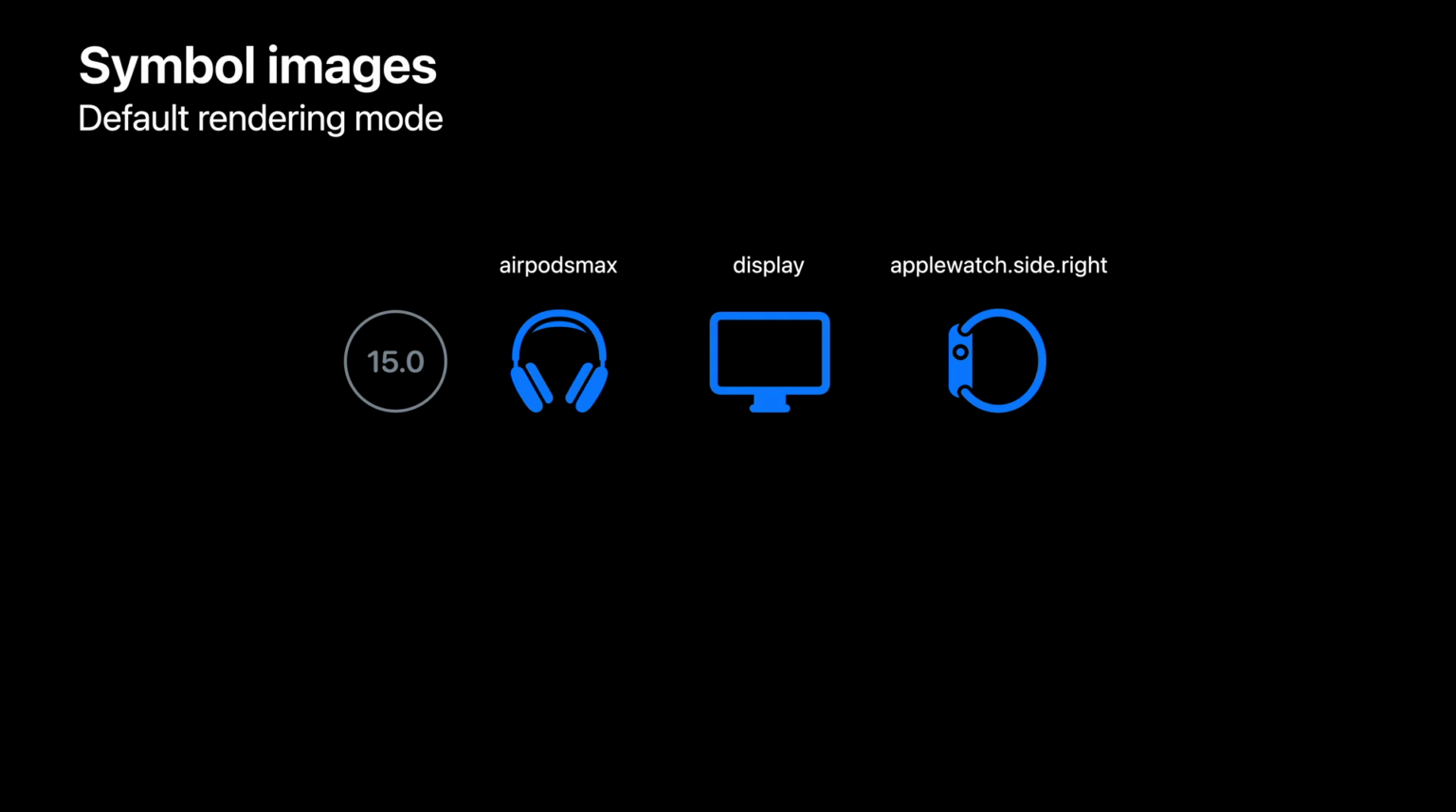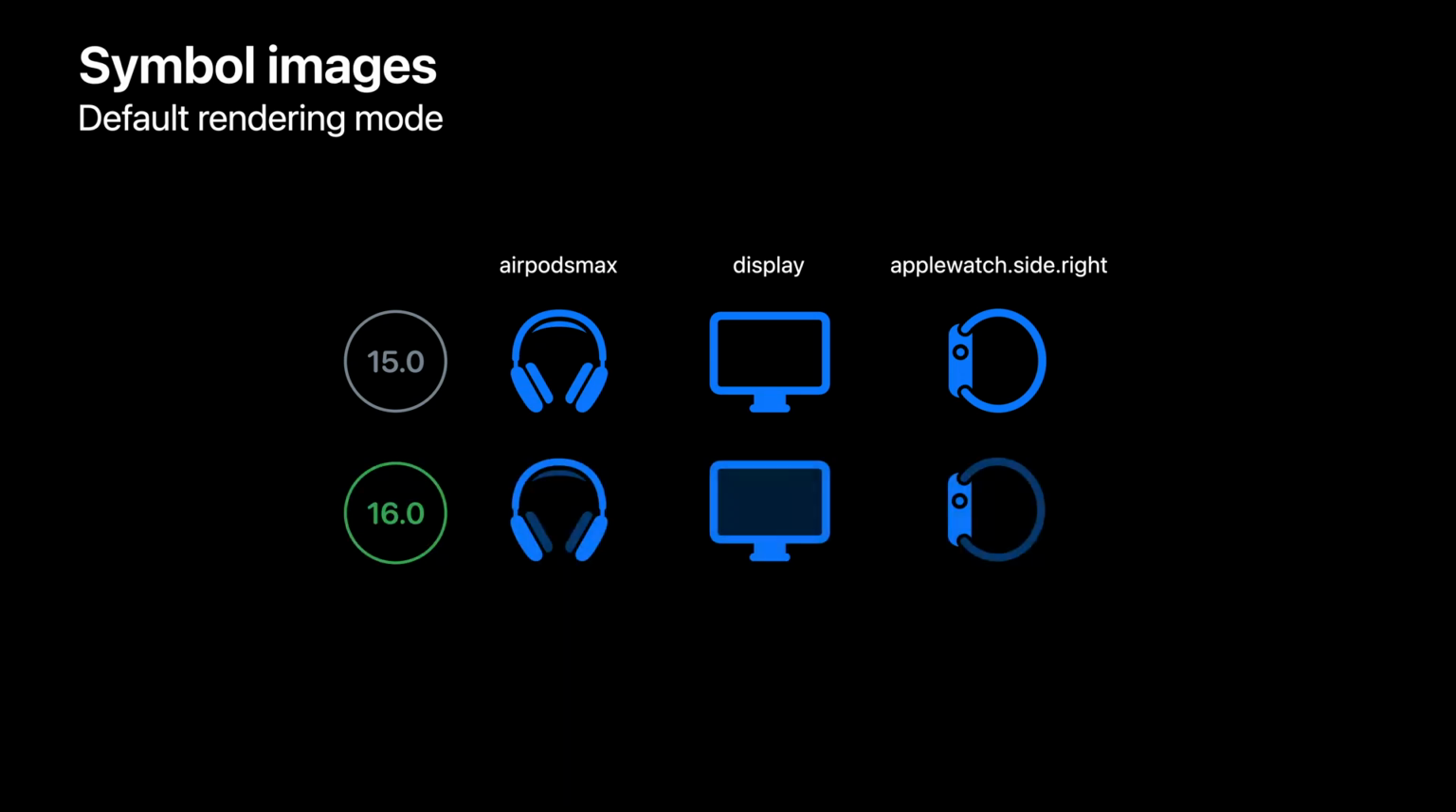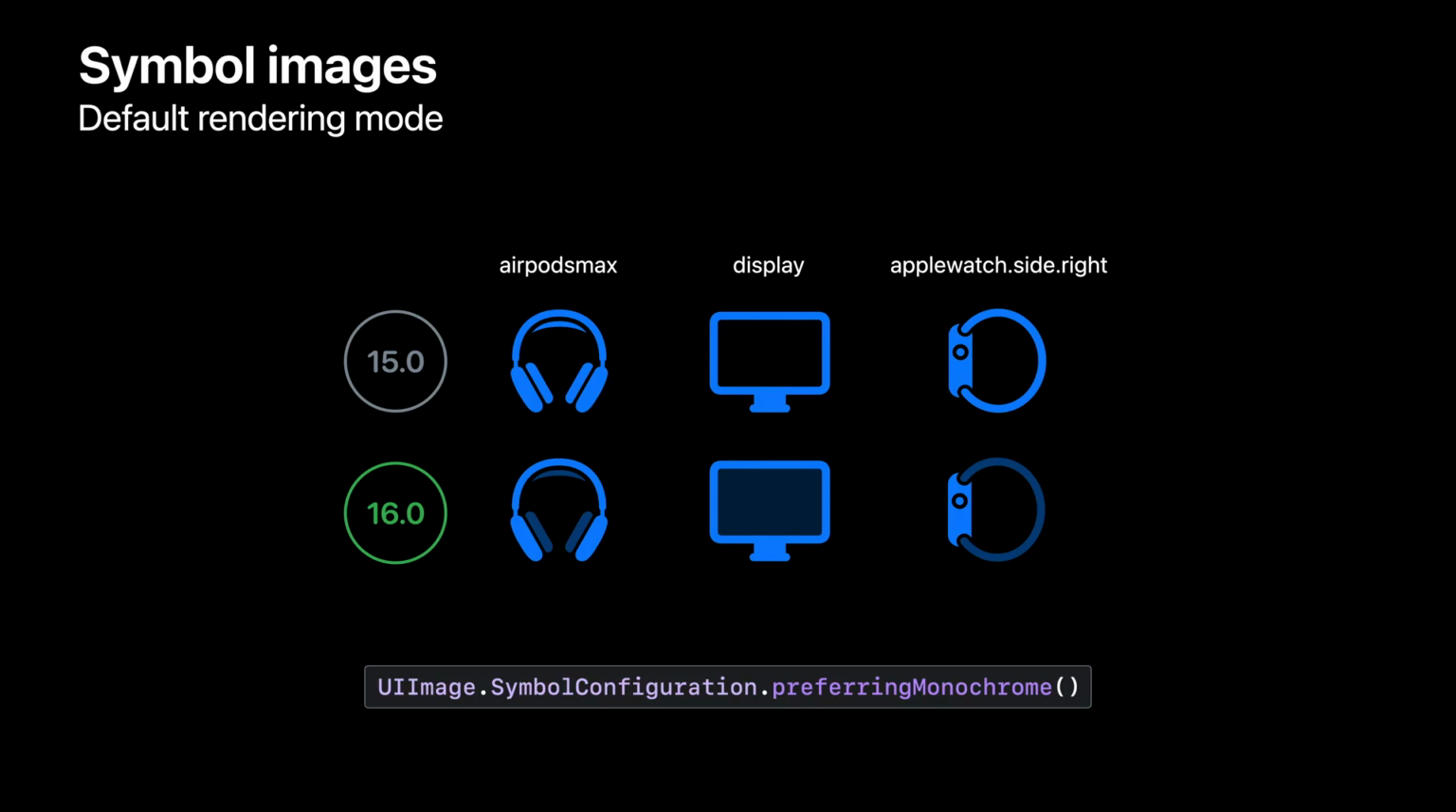Take these device symbols, for example. In iOS 15 and earlier, these symbols use monochrome rendering if no rendering mode is specified. In iOS 16, these symbols instead default to hierarchical rendering. Generally, a symbol's default rendering mode is the preferred way to display the symbol. So, in this case, you should allow the default hierarchical rendering to take effect. However, monochrome rendering can be explicitly requested with a new UIImage.SymbolConfiguration preferringMonochrome API.